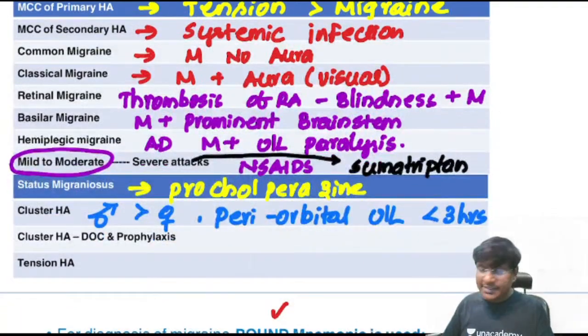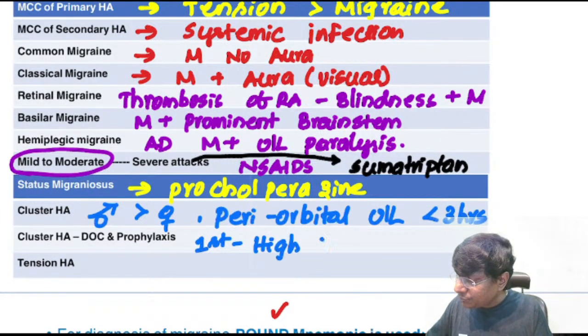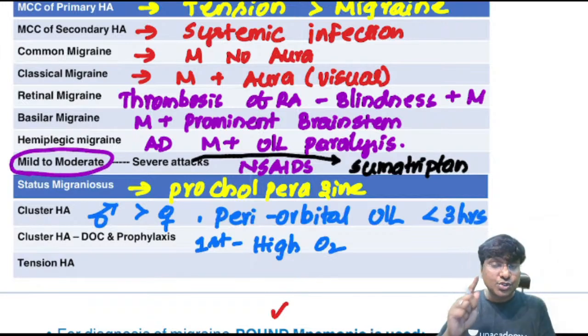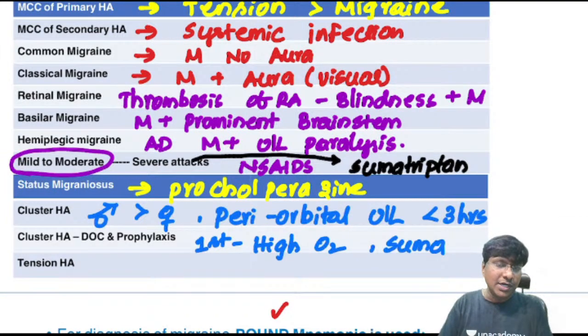Then what is the drug of choice and what is the prophylaxis? See, what is the first line treatment in case of the cluster headache? The first line treatment is you need to give high flow oxygen. You need to give almost 12 liters per minute. Then the drug of choice will be the same, that is sumatriptan should be given. The alternative drugs will be gabapentin or pregabalin.